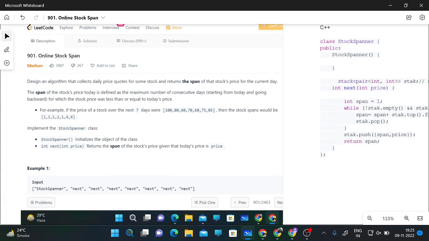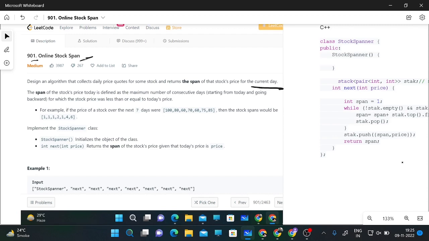Hello everyone. Today I will solve the question online stock span. The question number is 901 and the question statement is: design an algorithm that collects daily price quotes for some stock and returns the span of that stock's price for the current day.